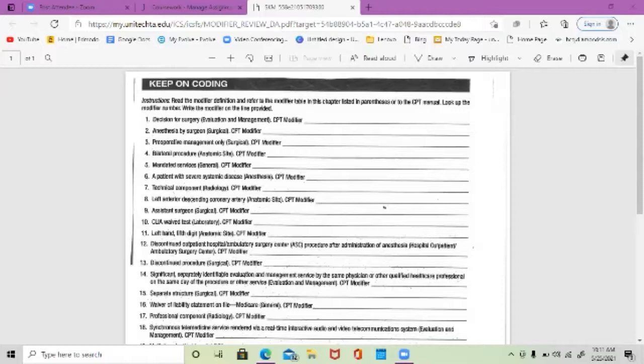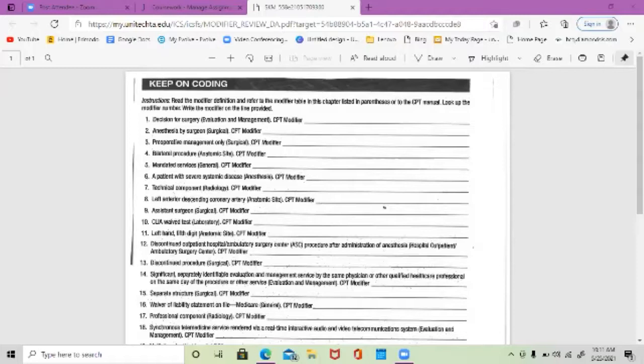Great job. Okay. Number 15, separate structure. Let's see. Sonia, separate structure. Or no, discontinued procedure. Sorry. Yes, 53. Waiver of liability statement on file. Who's got that one? That one should be 25, right?